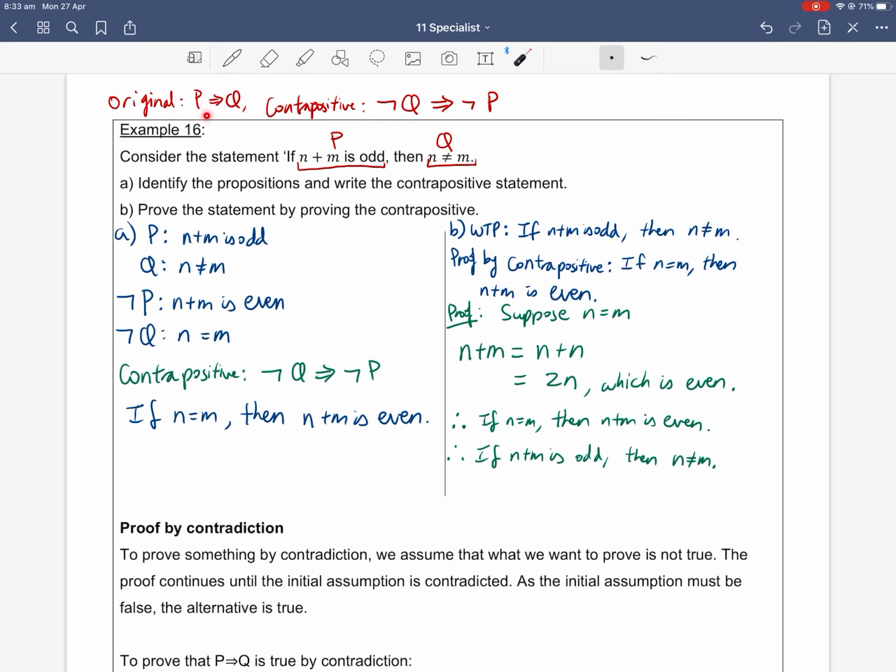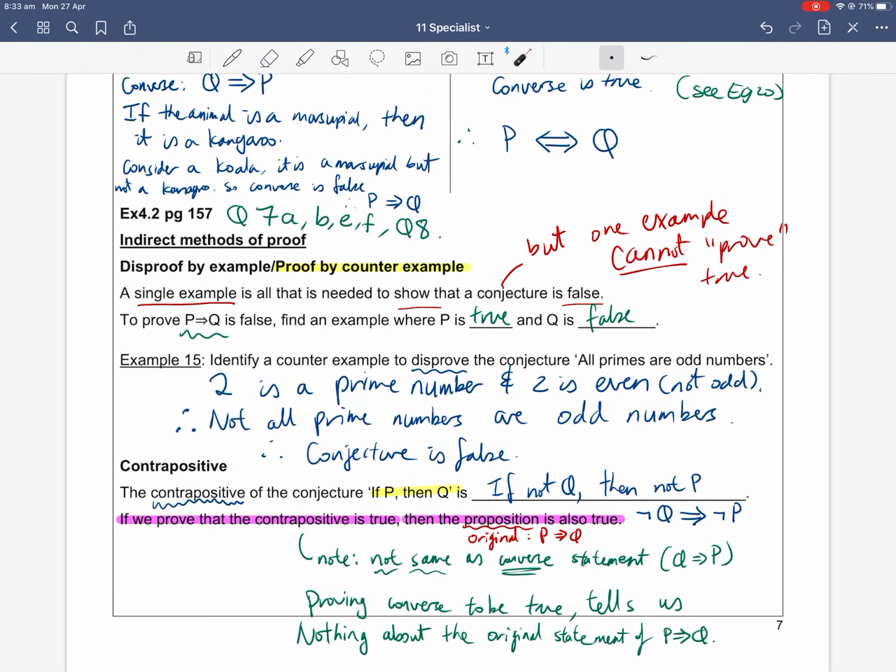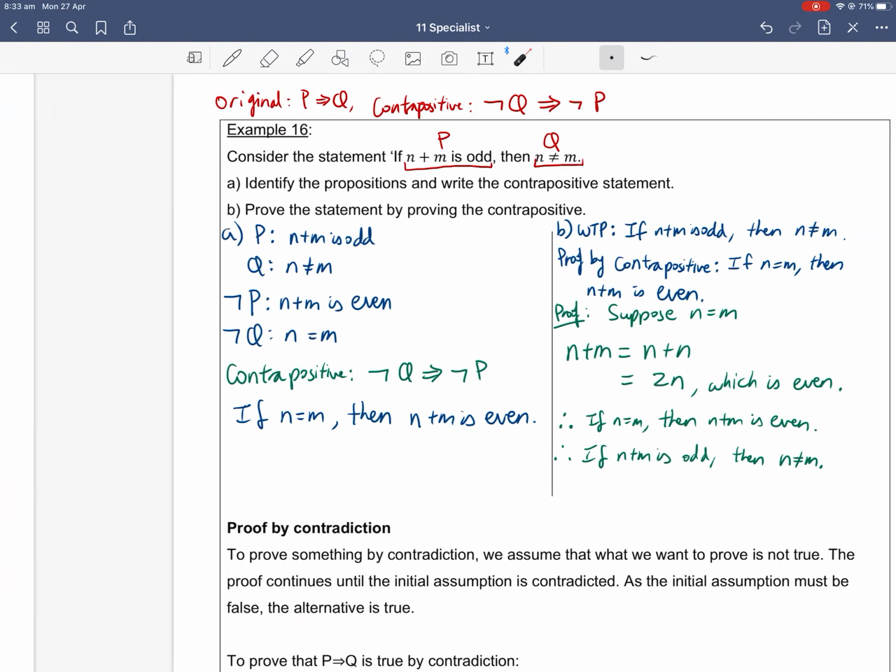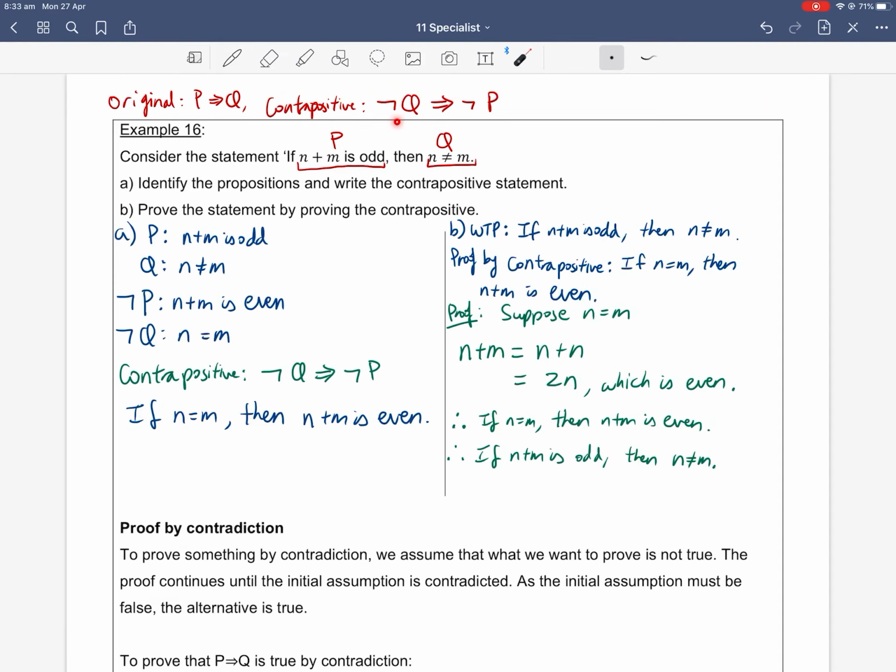So for contrapositive, remember we start off with our original P implies Q. Contrapositive says not Q implies not P. If we can show the contrapositive is true, then automatically the original statement is true. On the other hand, the converse, remember, Q implies P, tells us nothing. If you prove that Q implies P is true, that tells us nothing about the original statement of P implies Q. So don't use the converse, use the contrapositive instead, which is not Q implies not P.